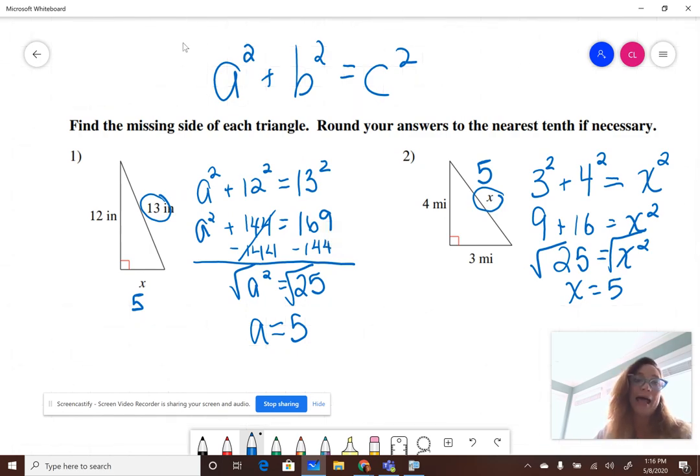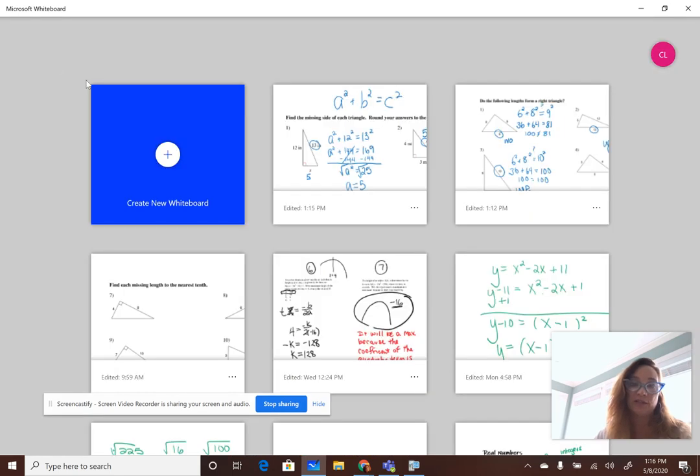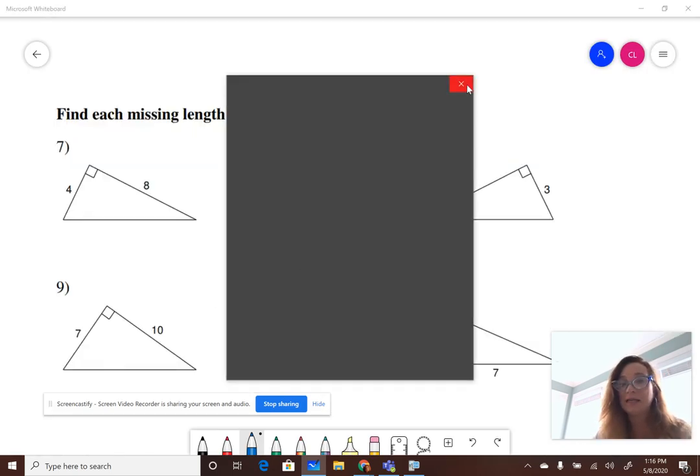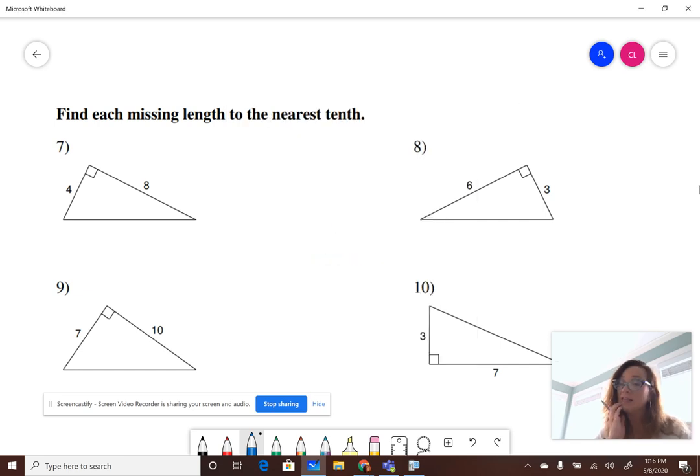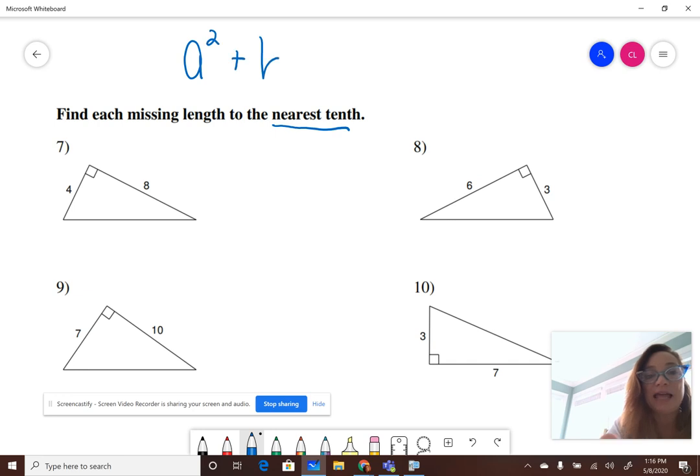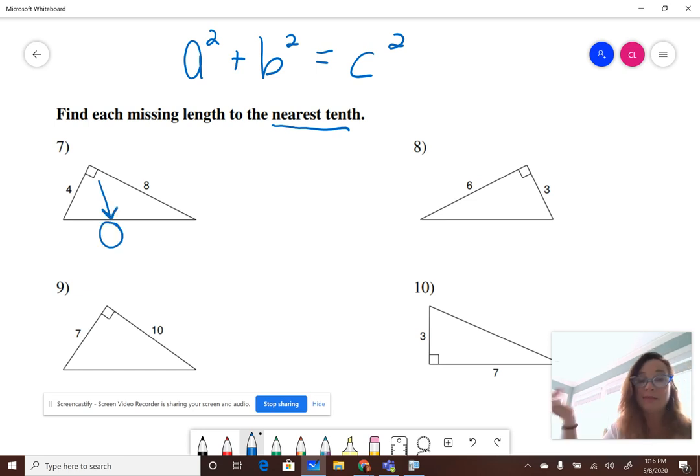All right, so what happens when your answer isn't rational? Because that does happen. Irrational numbers do exist. In this case, most of the time they do ask you to round, and that's what nearest tenth means. It does mean that you're going to round. Okay, so one more time. It's leg squared plus leg squared equals hypotenuse squared. All right, so you have to go by the diagram, and the hypotenuse is missing.